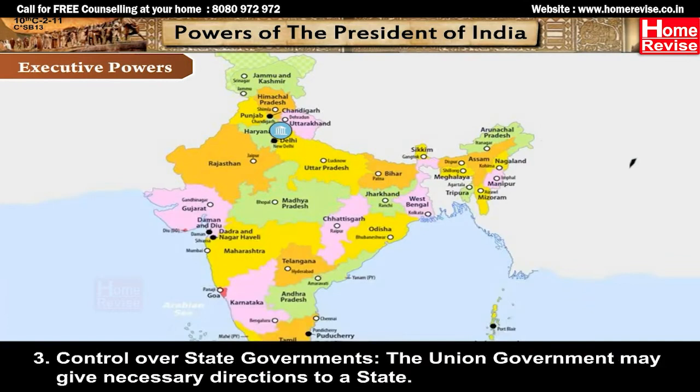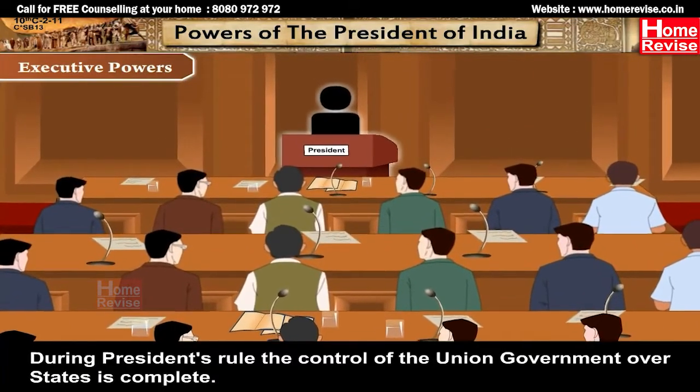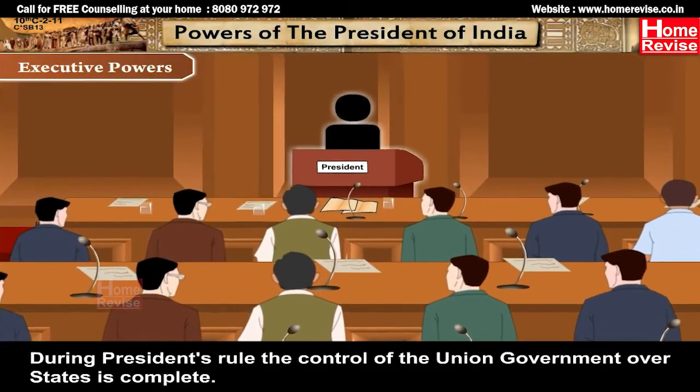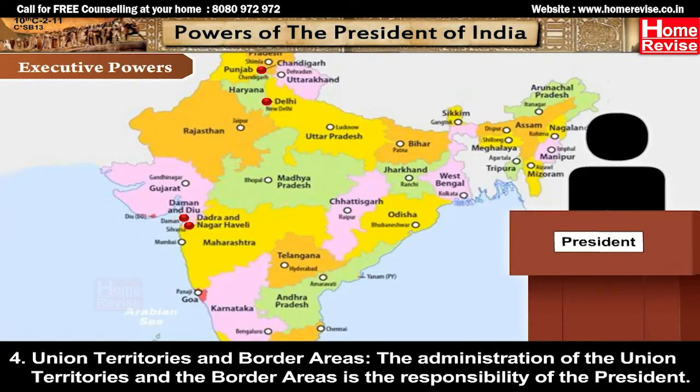3. Control over state governments. The Union government may give necessary directions to a state. During President's rule, the control of the Union government over states is complete. 4. Union territories and border areas. The administration of the Union territories and the border areas is the responsibility of the President.